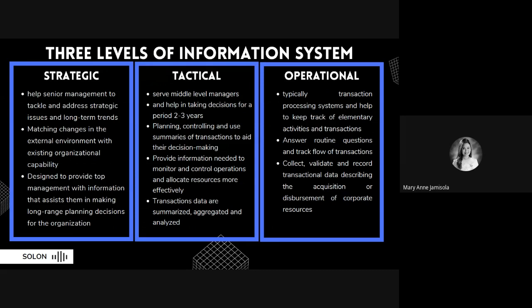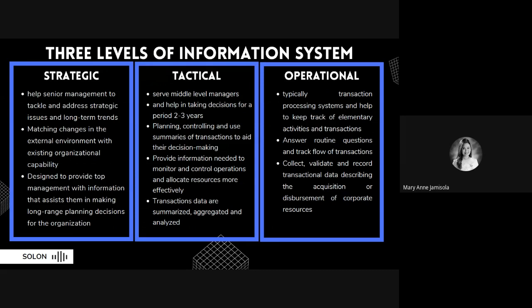Then we have the tactical level information system. This serves middle level managers and helps in taking decisions for a period of 2 to 3 years. The managers are typically concerned with planning, controlling, and use of summaries of transactions to aid them in their decision making. In other words, these systems provide middle level managers with the information they need to monitor and control operations and to allocate resources more effectively.